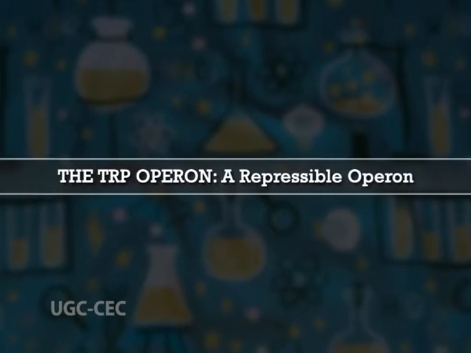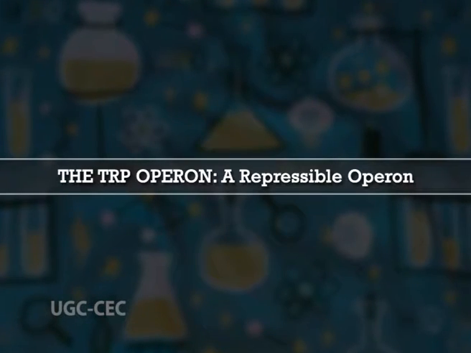Let us study about the trp operon, which is a repressible operon. The trp operon in E. coli was the first repressible operon to be discovered by Jacques Monod and colleagues in 1953. The trp operon contains genes for enzymes that catalyze the synthesis of the amino acid tryptophan. The operon is regulated in such a way that the operon is repressed when tryptophan is present in the environment, and the amino acid tryptophan acts as the repressor of the operon.